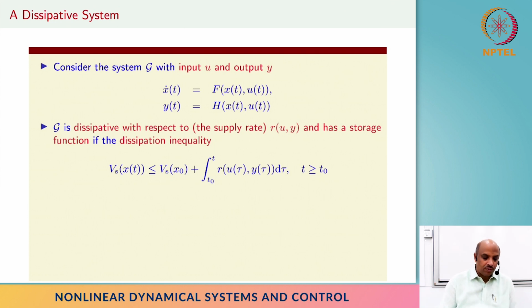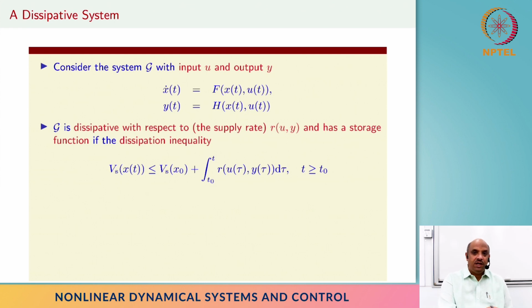itself is quite intuitive. So we call this particular system G dissipative with respect to supply rate R, and it has a storage function V, okay, if this inequality is satisfied. I should have mentioned storage function V, but I think it's obvious from the inequality there. So if the dissipation inequality, which is this inequality, is satisfied, okay, what is the dissipation inequality?